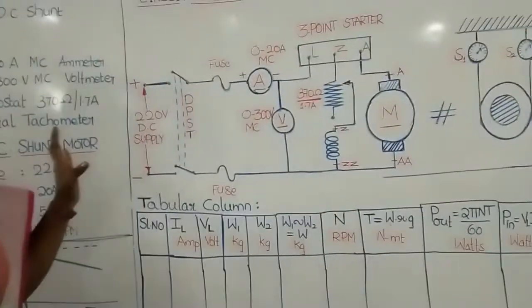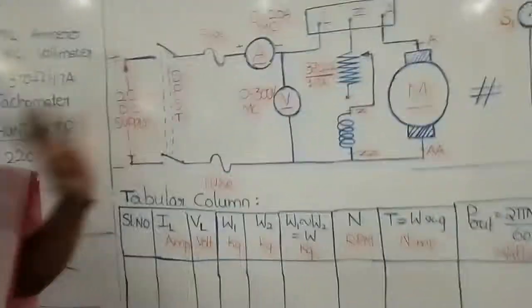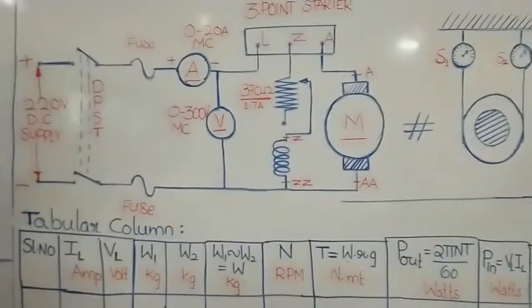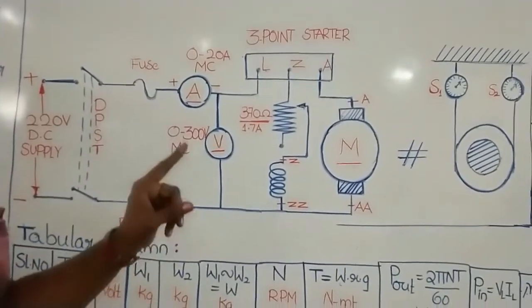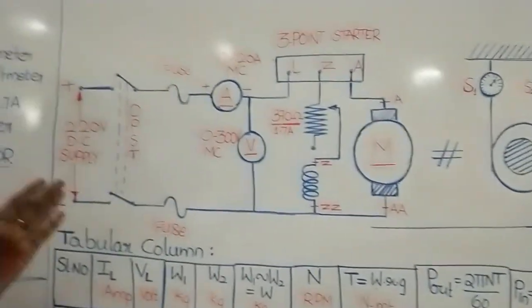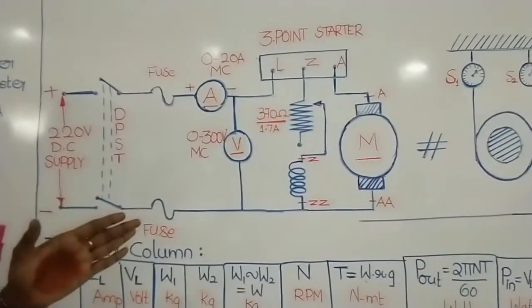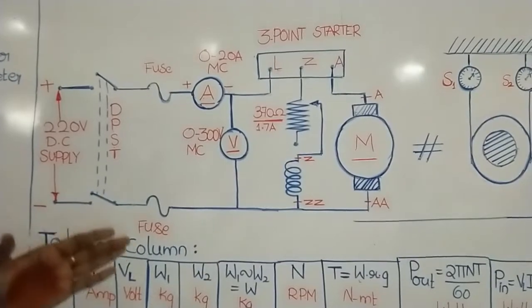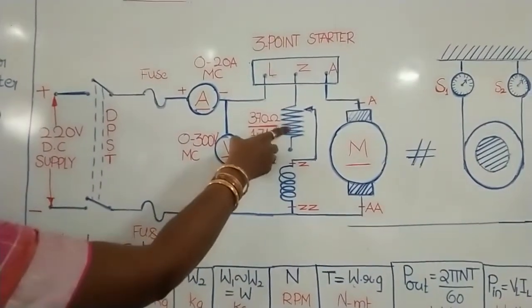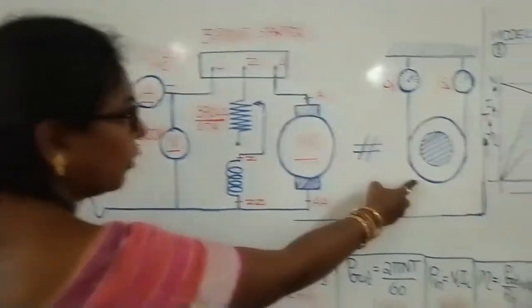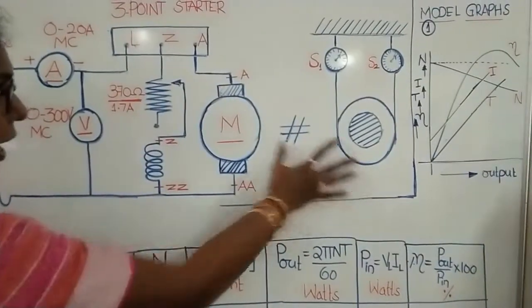Now I will tell you the procedural steps to conduct the experiment. First of all, keeping the field rheostat in the minimum position, give the supply, making use of the 3-point starter. The motor starts rotating, and measure the speed of the motor. If the speed of the motor is less than 1500 RPM, then by adjusting this field rheostat, we will get the rated speed of the motor, 1500 RPM.